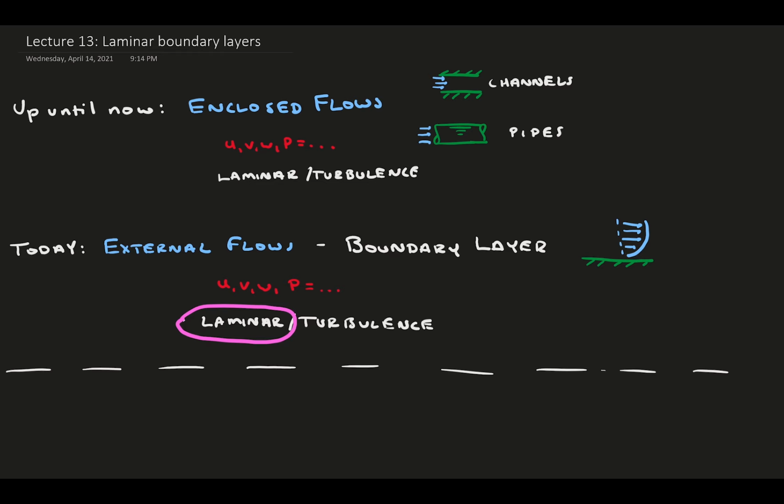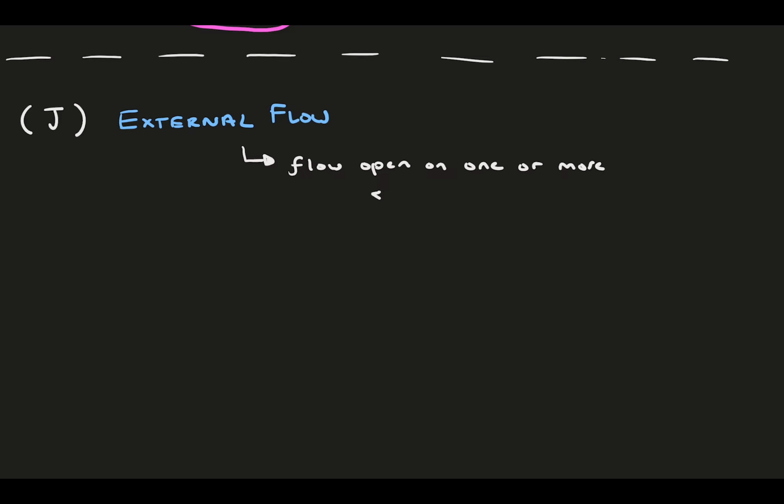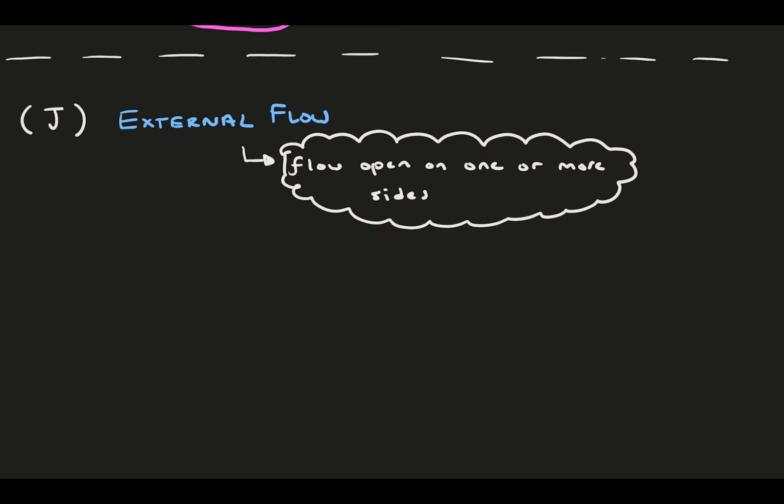Let's jump right in. External flows are our next focus. These flows are open on one or more sides and often exhibit growth or development in the streamwise direction, leading to more complicated flows than we saw with enclosed flows.